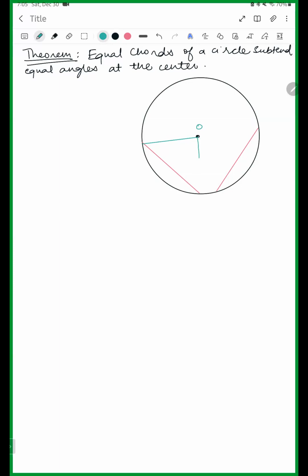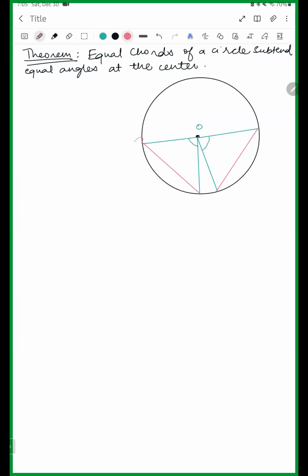So what is this trying to say? It's trying to say that if you have a circle and you have any two chords which are equal in length, let's say this chord and this chord, two chords that are equal in length, then the angle subtended by them at the center, this is the center, okay, this angle over here and this angle over here.